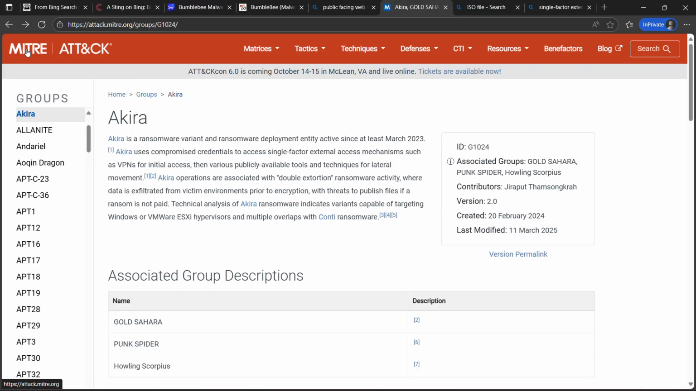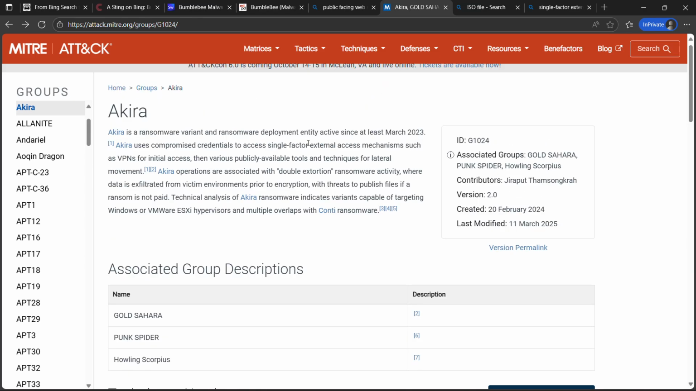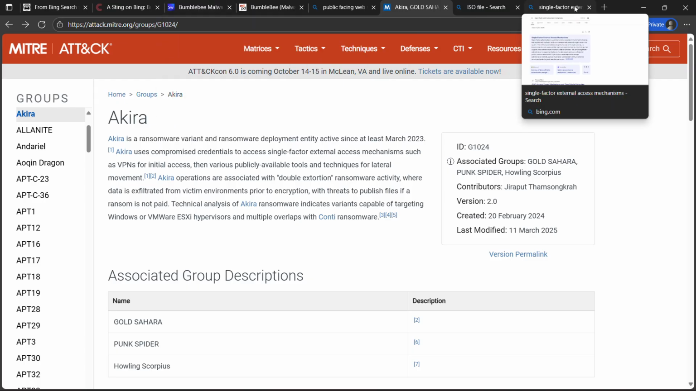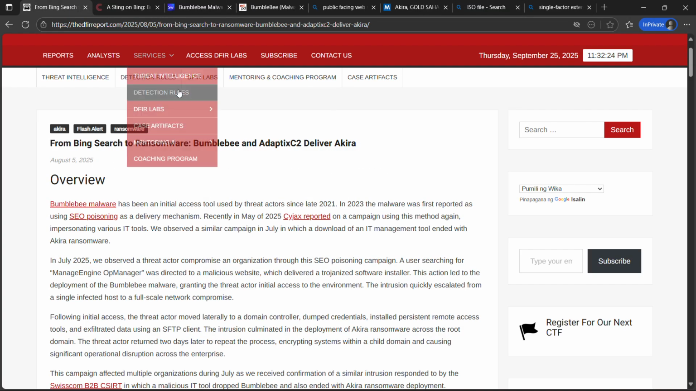Some malicious actors treat this like a pastime, and I think that's absurd. That's absurd. Oh my goodness. Okay, let's get back.